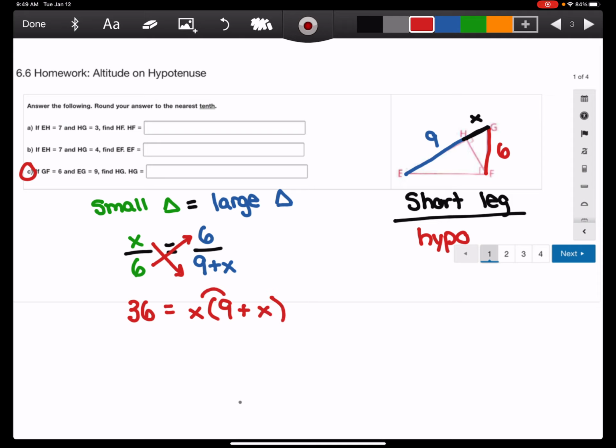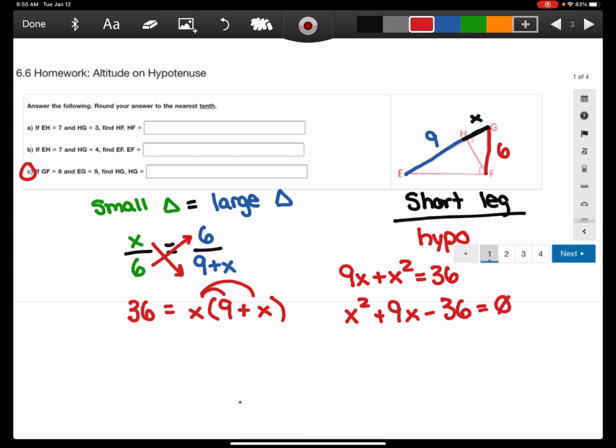At this point, I distribute the x through the parentheses, giving me 36. Let me go ahead and just rearrange this: 9x plus x squared equals 36. Well, we have an x squared, so it looks like we're going to have to factor. So I'm going to go ahead and move everything to the same side. This will give me x squared plus 9x minus 36 equals 0.